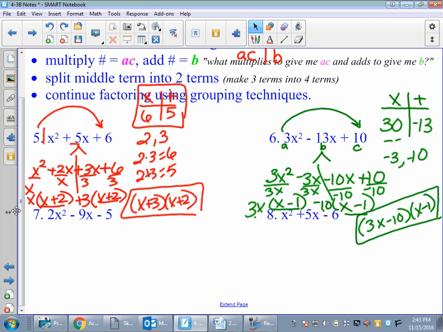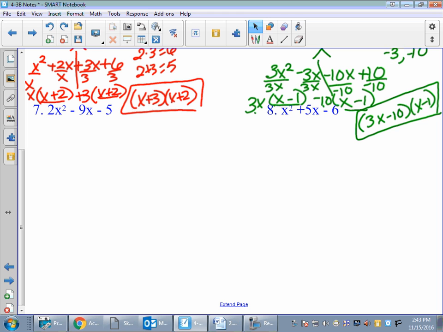Number 7 over here. Number 7, we're going to do, this is my A term, this is my B term, this is my C. So I'm looking for what multiplies to give me -10, that's A times C, and what adds to give me -9. I have a product that's negative, that tells me one number is going to be positive and one's going to be negative. And my sum is negative, which tells me the larger one is going to be negative.